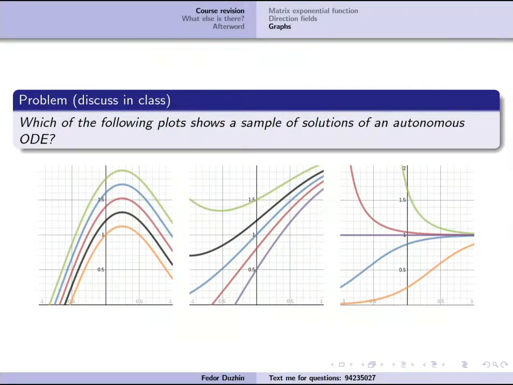And again, which of these plots shows a sample of solutions of an autonomous ODE? So autonomous means that if you move it to the right or to the left, then you again get another solution of the same vector field. Right? So in the first plot, if you move it, say, to the right, then you would have this, and this is not allowed. In the second plot, if you move it to the right, you would have this, and again, this is not allowed. But the third plot is okay.